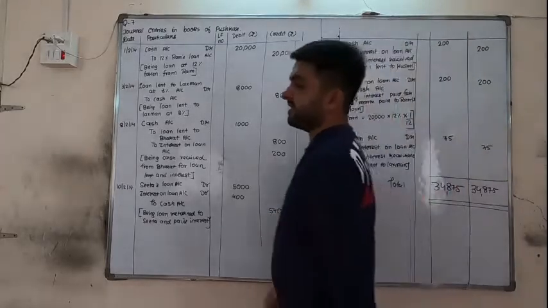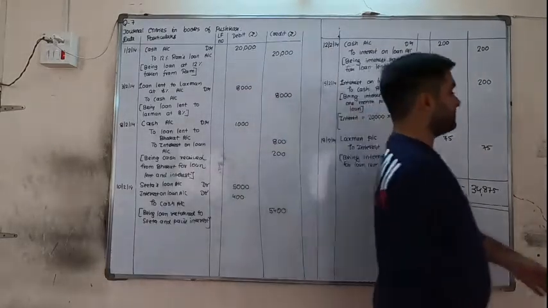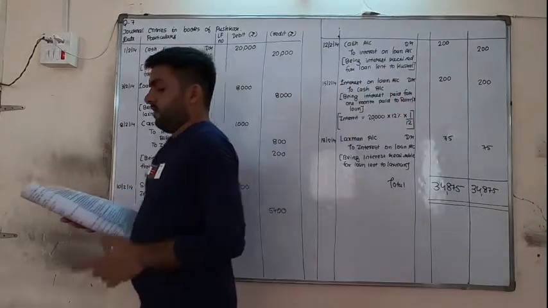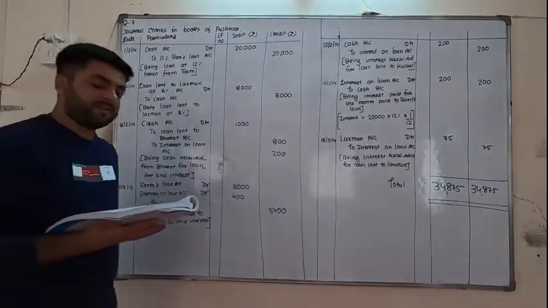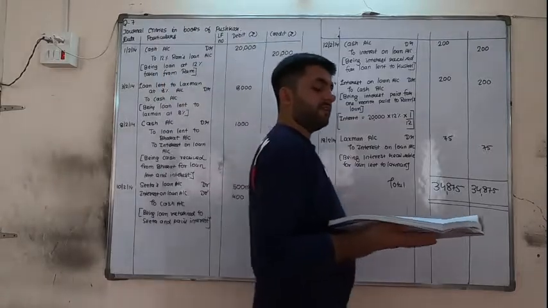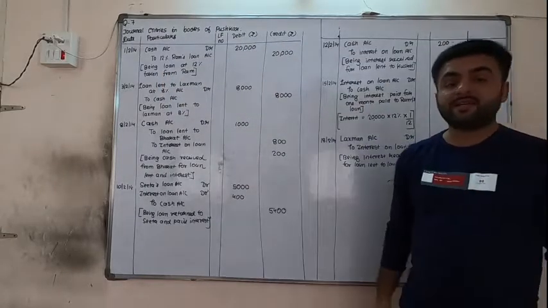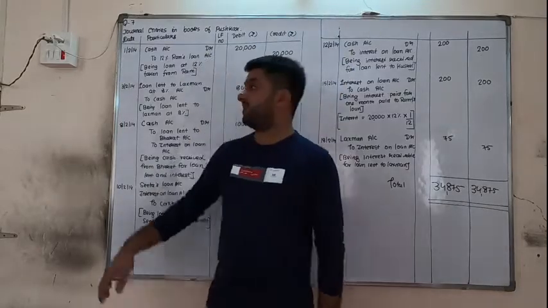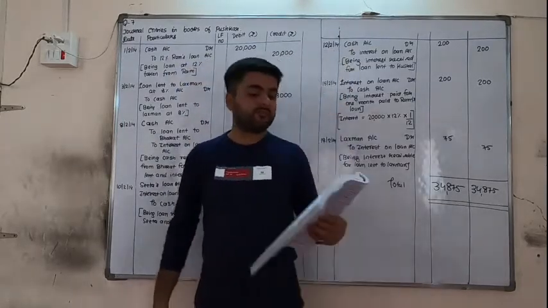So friends, again we shall repeat all the transactions so that it becomes easy for me and for you. Due to additional requirements of funds, 12% loan of 20,000 borrowed from Ram. We are taking loan from Ram. So Ram is the giver of the loan and cash is coming in. So cash account debit to Ram's loan account.